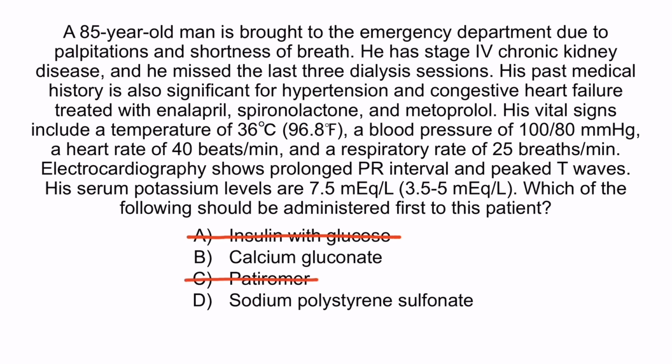Option C, patiromer, and D, sodium polystyrene sulfonate, are slow-acting cation exchange resins that bind to potassium in the gastrointestinal tract and remove it from the gut. They would be considered only after calcium gluconate and insulin therapy. And that concludes our lecture on potassium, magnesium, and phosphate disorders.